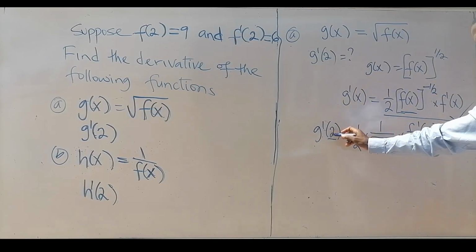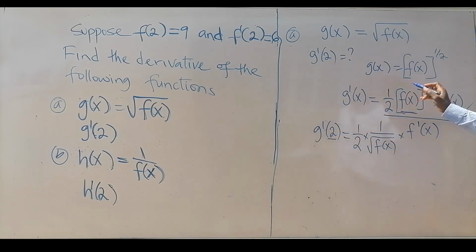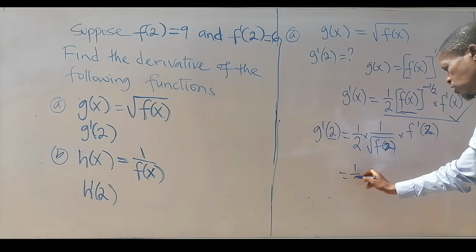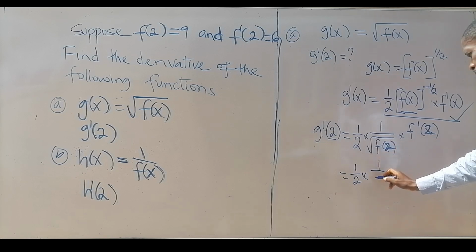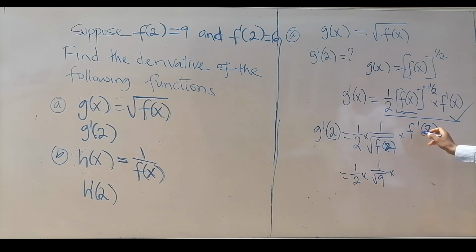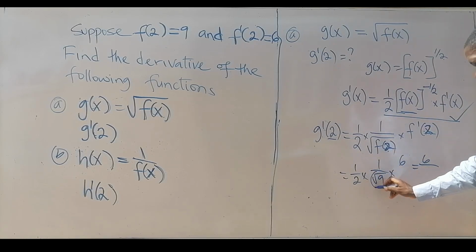Okay, then begin to plug in the point 2. Anywhere you see x, you put the 2 there. Then we've already been given information for f of 2 and for f prime of 2. Plug in those values, and that will be equal to 1 over 2 times 1 over the square root of 9, since f of 2 is 9, times f prime of 2, which is 6. So we now have 6 as the numerator, and the denominator is 2 times 3. That's 6 over 6, and that gives us 1.